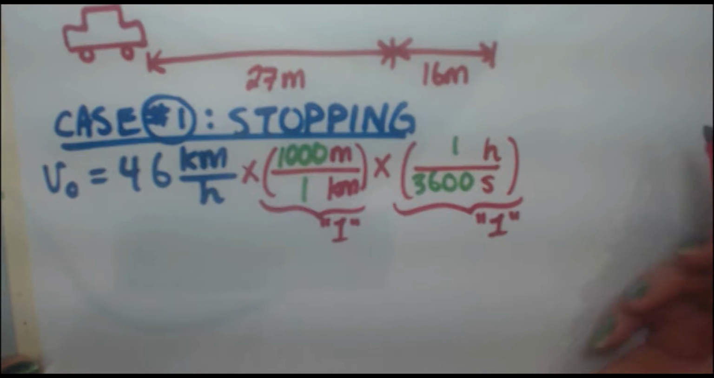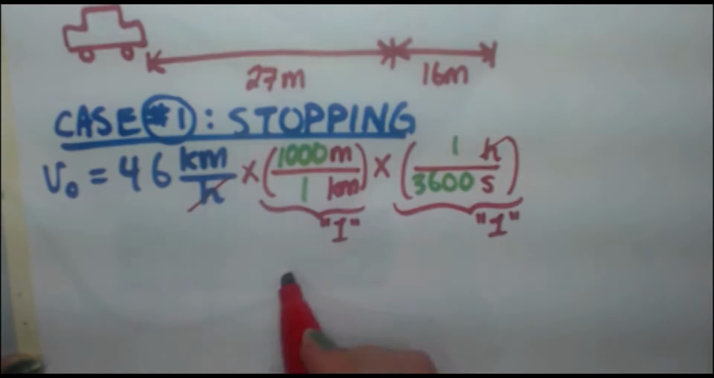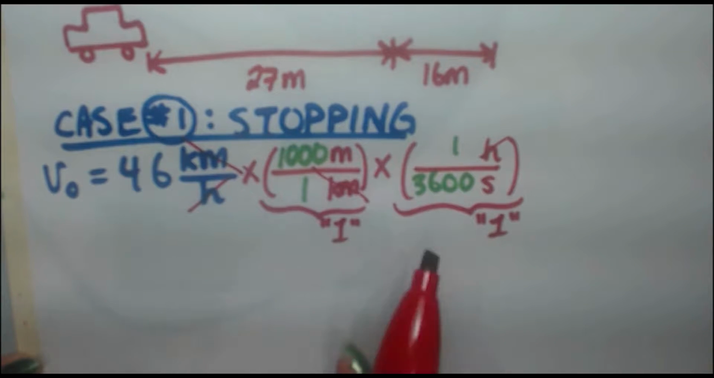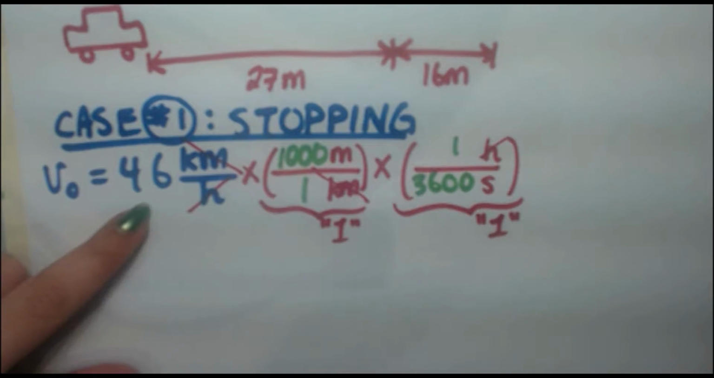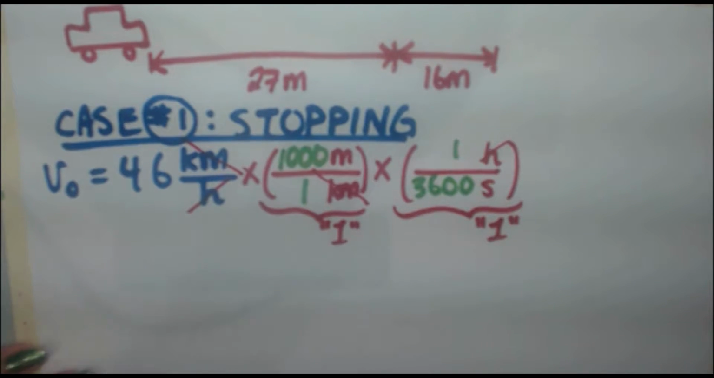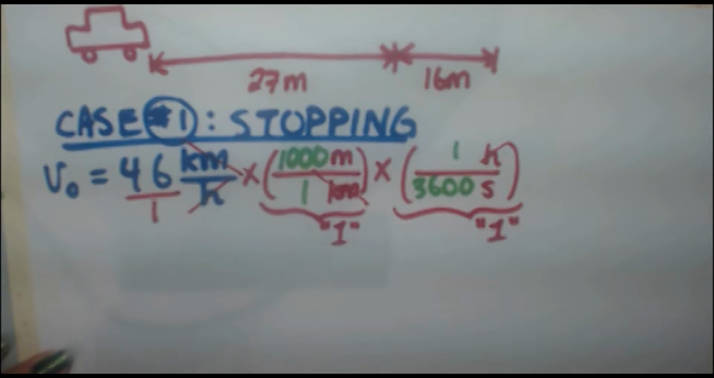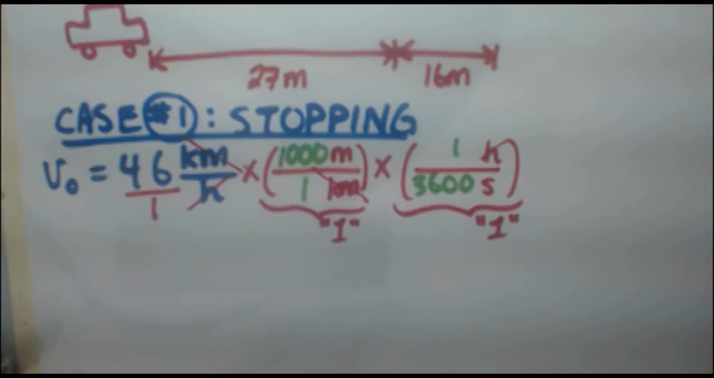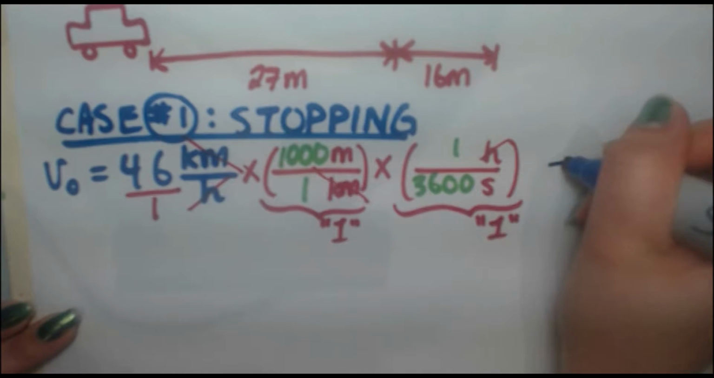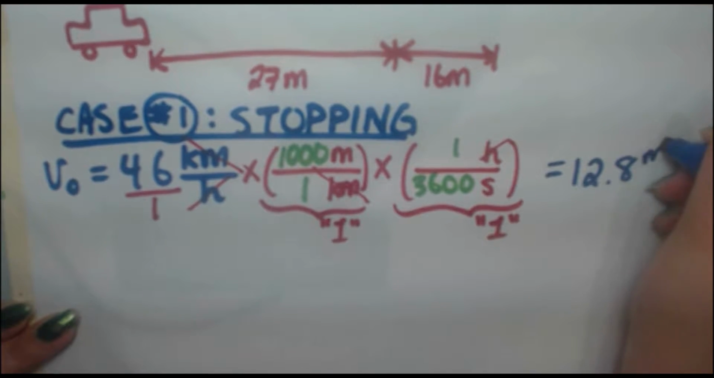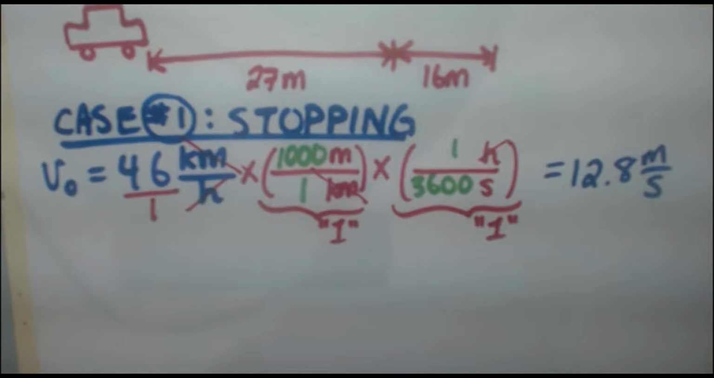Okay, so now we can start canceling things out. H cancels with H, kilometers cancels with kilometers. So you're left with meters on top, seconds on bottom, which is what we wanted. Now the way you multiply this across, remember, even though it's written as a whole number, 46 as a fraction, you can write as 46 over 1. And the way you multiply fractions is you do 46 times 1,000 times 1 over 1 times 3,600. Numerators multiply together over denominators multiply together. It's pretty straightforward. So when you do this, you're going to get 12.8 meters per second. So she's going 12.8 meters per second.